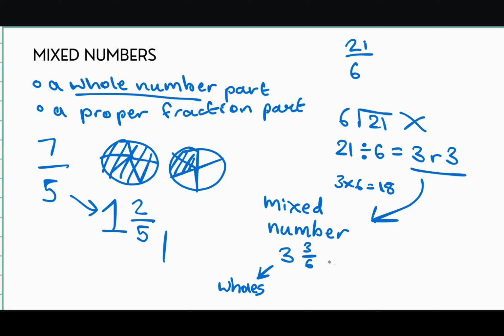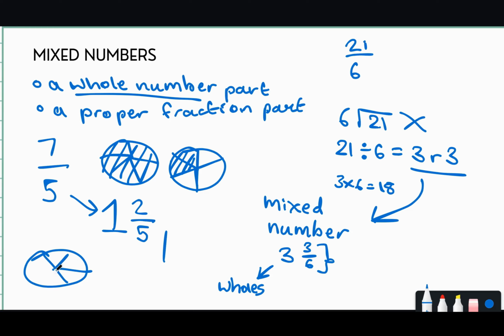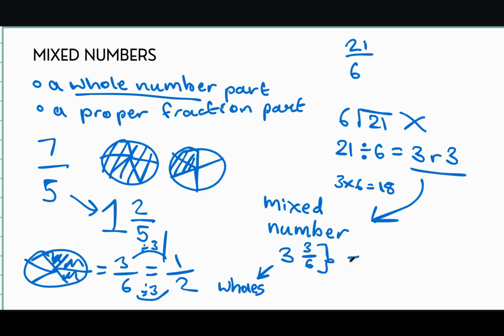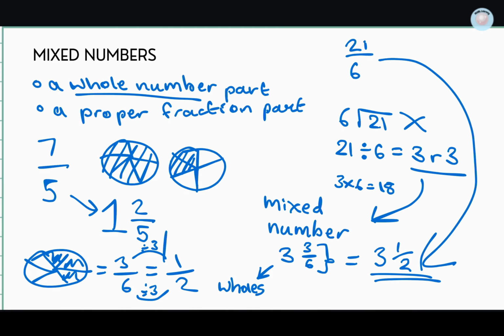But wait, can you simplify that? You have 3 over 6. So let's just draw it out if you guys haven't simplified fractions before. So 1, 2, 3, 4, 5, 6. All right, 1, 2, 3. I've shaded in 3 slices of my cake. So that is equal to 3/6, which also is equal to 1/2. How do you get there? You divide both the numerator and the denominator by 3. So that means 3 and 3/6 is equal to 3 and 1/2. And that is your answer for what 21 over 6 becomes.